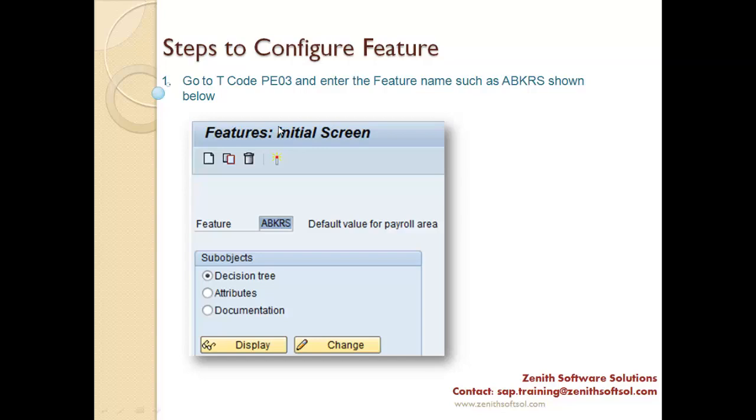I told you that to configure the feature, you have to go to the transaction code PE03. Now you must be familiar with where to enter the transaction code and go to the particular task. You enter the transaction code PE03 in the command bar. When you press enter, it takes you to this screen, which is nothing but the features. Here you have to enter the name of the feature, like I entered ABKRS. The purpose of this feature is to default the payroll area.